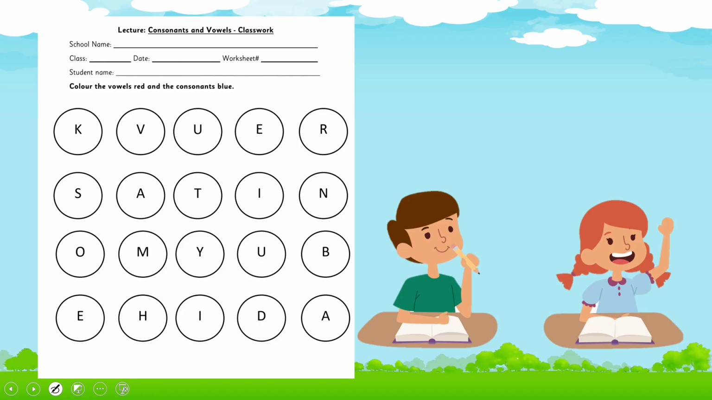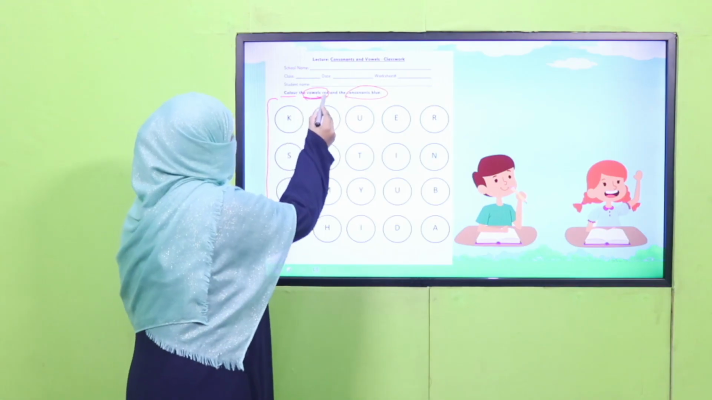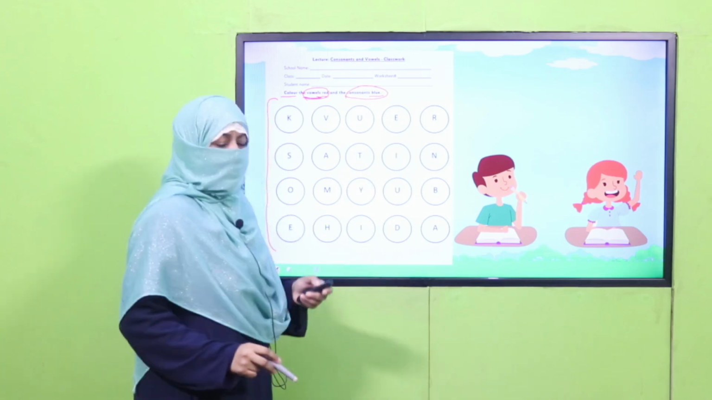My dear students, you have to color the vowel red and consonant blue. Here are the vowels and consonants. There is a mixed blend. So for vowels, you will use red color, and for consonants, you will use blue color.